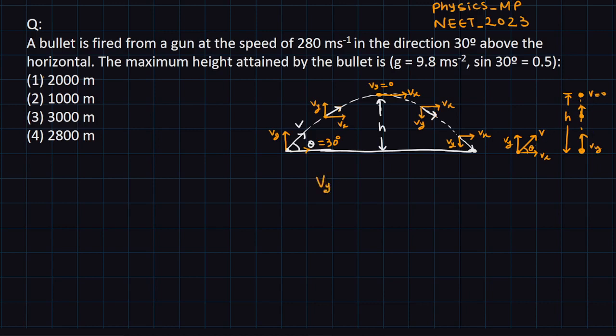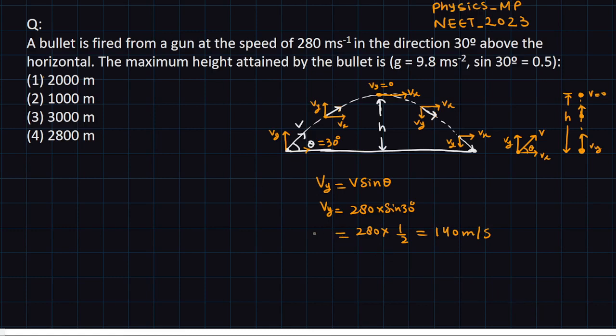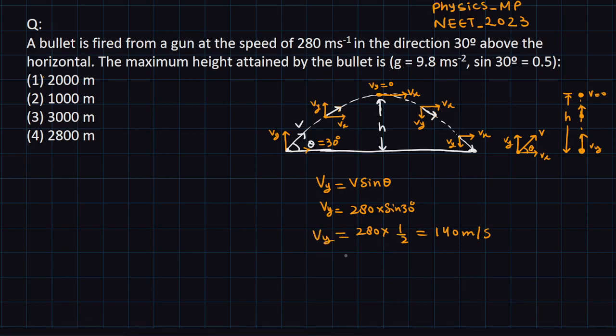The Y component of velocity of the bullet is v sine theta, where theta is the angle it makes with the horizontal, and v is the initial velocity with which the bullet is fired. So Vy will be 280 times sine 30 degrees. The value of sine 30 is 1 half, which is also given in the question, so it will be 280 times 1 half, that is 140 meters per second. The final velocity Vy final will be 0, because it will reach the maximum height where velocity will be 0, and after that it will fall back.